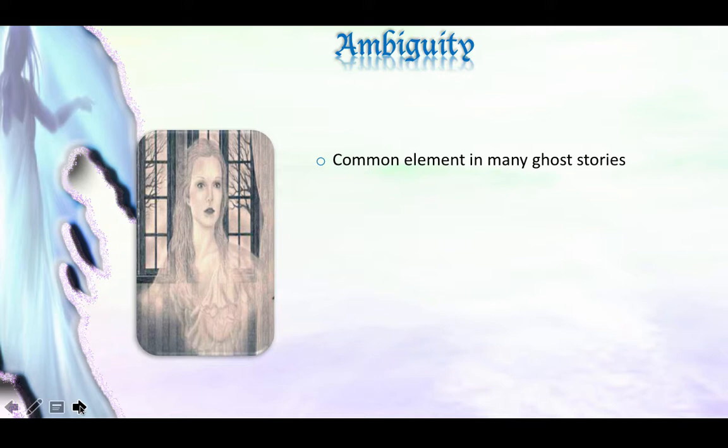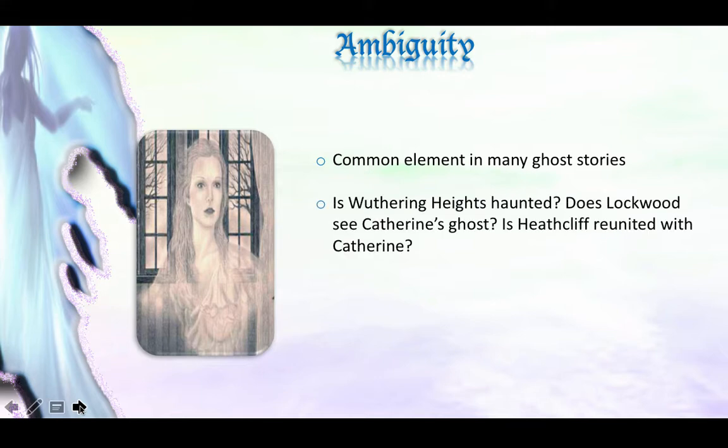Ambiguity is a very logical convention for ghost stories because there is often one character, or sometimes a few characters, who see the ghost and everyone else questions their existence. So is Wuthering Heights haunted? Does Lockwood actually see Catherine's ghost, or does he just think he does because he's exhausted and has heard rumors of the estate being haunted? Is Heathcliff ever reunited with Catherine's ghost? Well, no one knows. The novel is written in such a way that the ambiguity is never resolved.